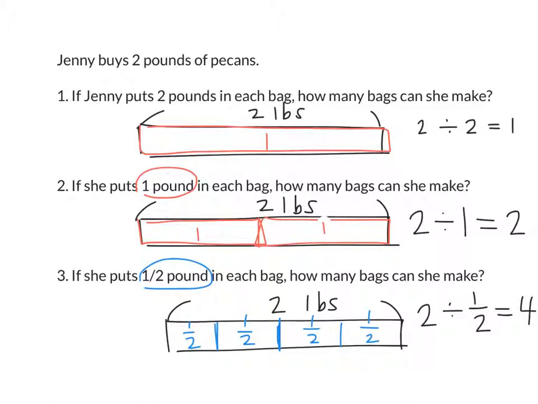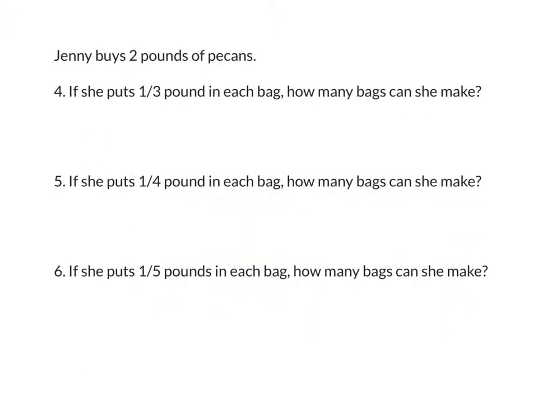4. So once again, she starts with 2 pounds of pecans. She wants to divide them into groups that are half a pound each, and in the end, we can see that she can make 4 bags. So again, we're seeing how many half-size groups she can make out of 2 pounds altogether. And how many can she make? 4 bags.